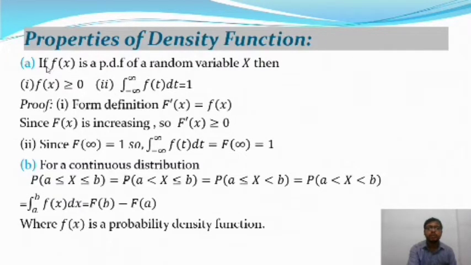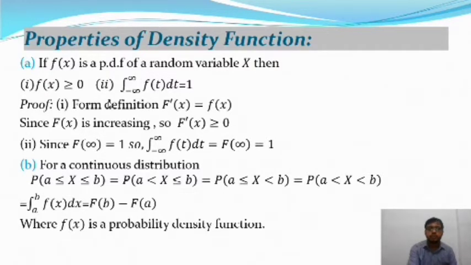After that we will talk about some important properties of the density functions. Number 1: if the function f(x) is a probability density function of the random variable capital X, then f(x) is greater than or equal to 0, and the integration over minus infinity to plus infinity of f(t) dt is equal to 1. These two are the fundamental properties of the probability density function. f(x) is always greater than or equal to 0, and the integral over minus infinity to plus infinity of f(t) dt is equal to 1.